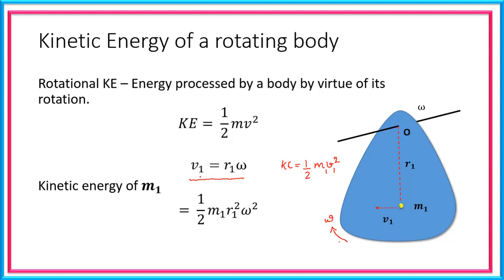Here v1 is the velocity at a distance r1. We can write v1 is equal to r1 omega. So instead of v1, we can substitute r1 omega. Therefore, the kinetic energy, which here becomes the rotational kinetic energy, will be equal to half into m1 into r1 square omega square. Thus, the kinetic energy of the mass m1 is equal to half m1 r1 square omega square.